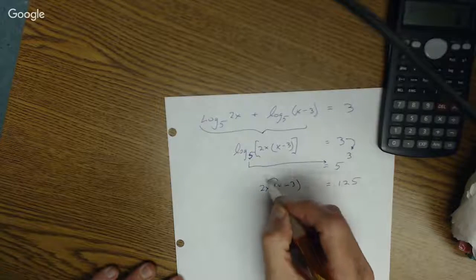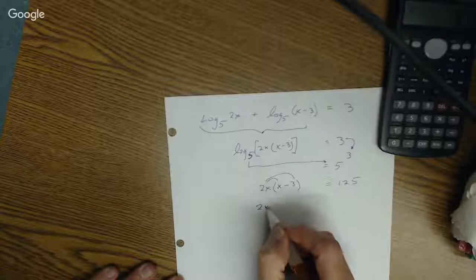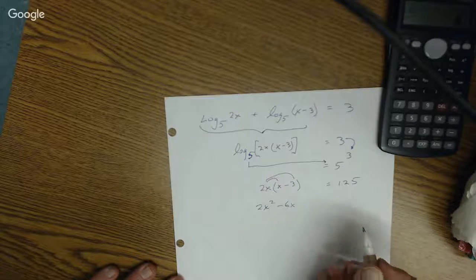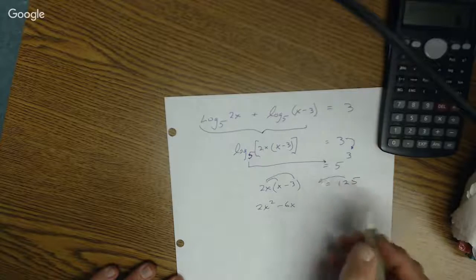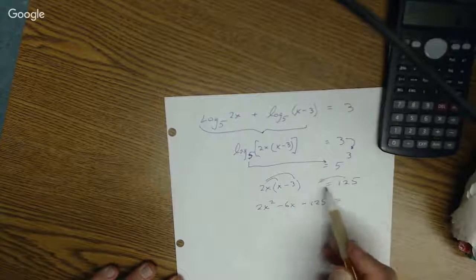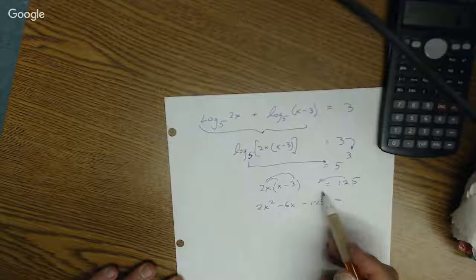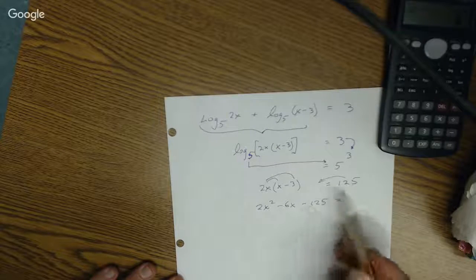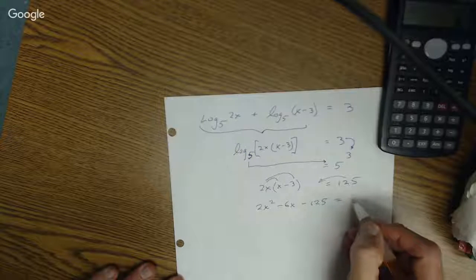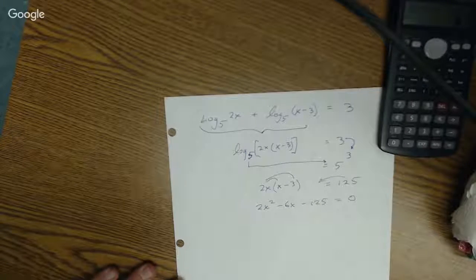Now we're going to distribute here. So I'm going to get 2x squared minus 6x. And then I'm going to bring the 125 over, so make it minus 125. Remember, when terms cross the equal sign, they change sign. So positive 125 over here, negative 125 over here. The only thing left over on this side is 0.